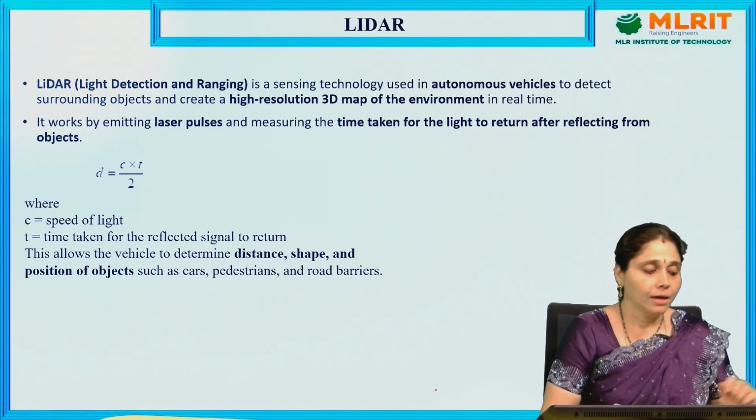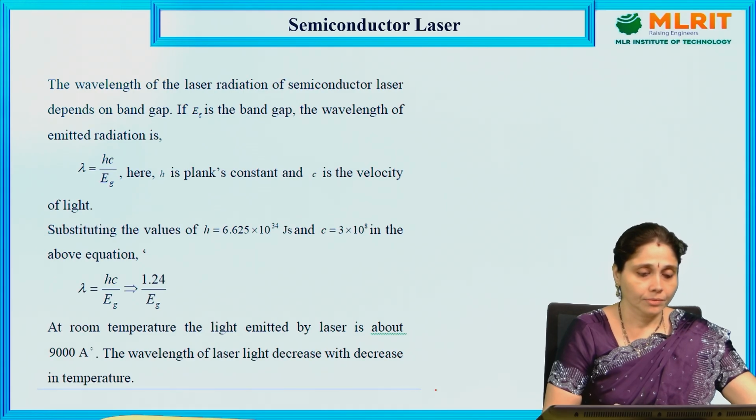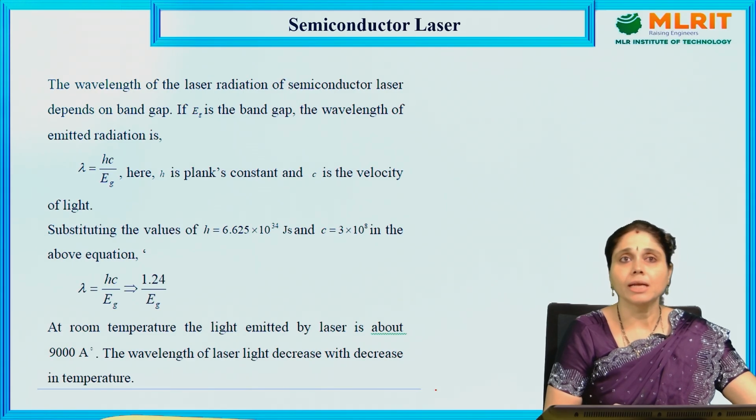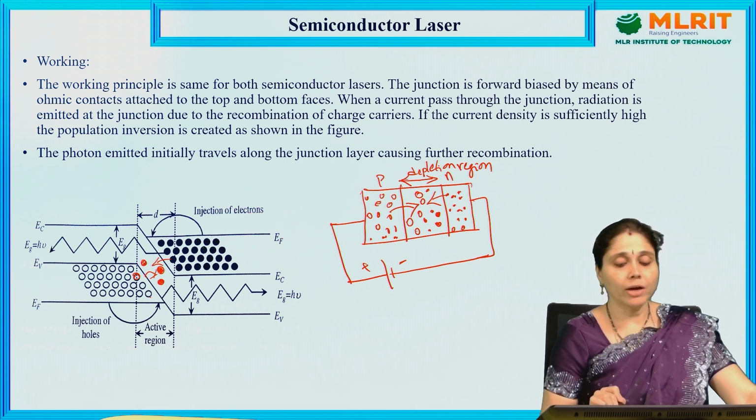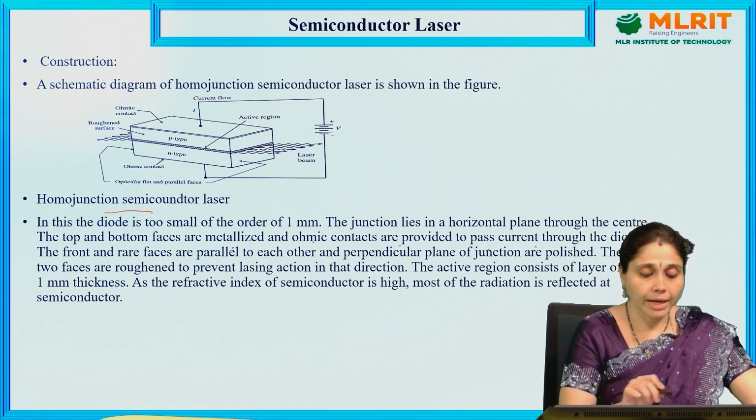Now, this is about the semiconductor laser. Here, the electrons will be coming into the active region and holes will be coming into the active region, and a recombination of electrons and holes takes place. Due to this recombination only, we are going to produce the laser light.